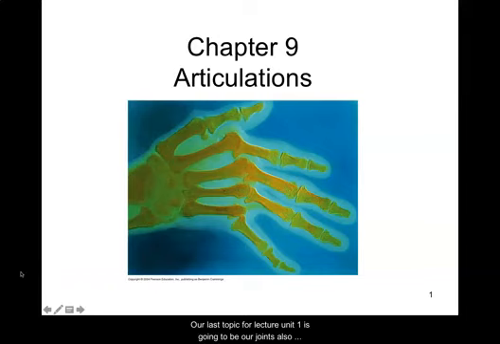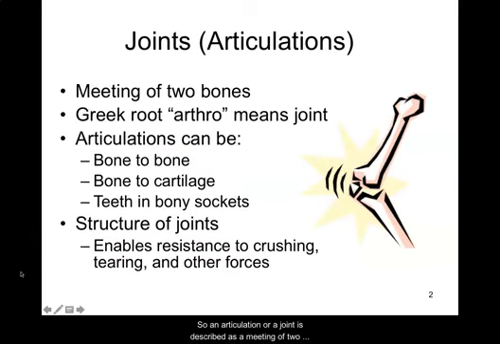Our last topic for lecture unit 1 is going to be our joints, also known as articulations. You'll find this content in chapter 9. So an articulation or a joint is described as a meeting of two bones, but it could potentially be bone to cartilage, or even your teeth in the bony sockets that they live in of the maxilla and the mandible. Those are all examples of articulations.